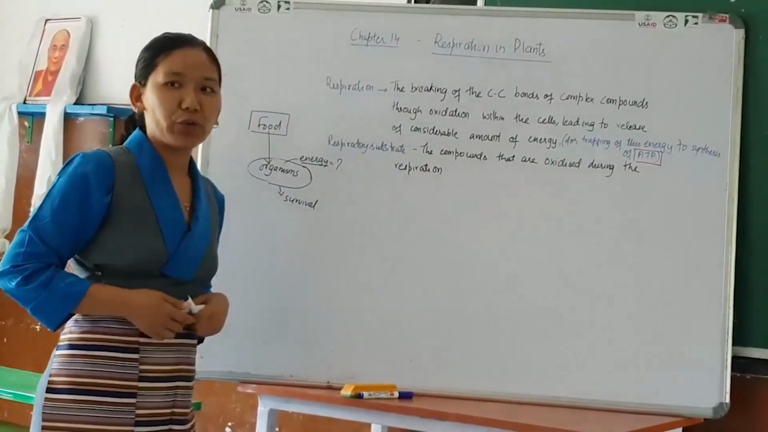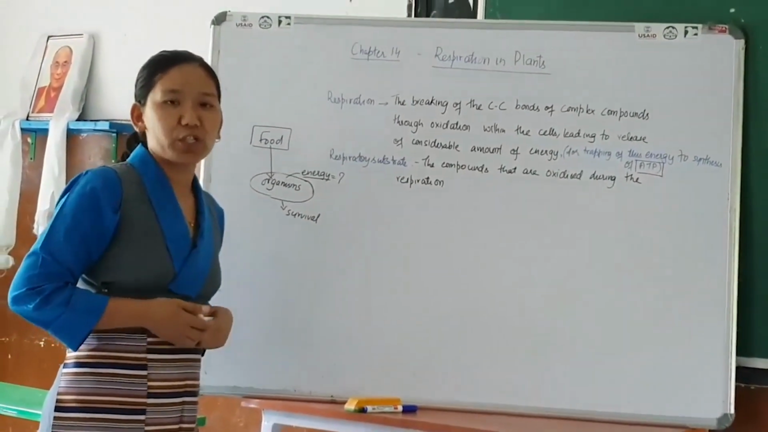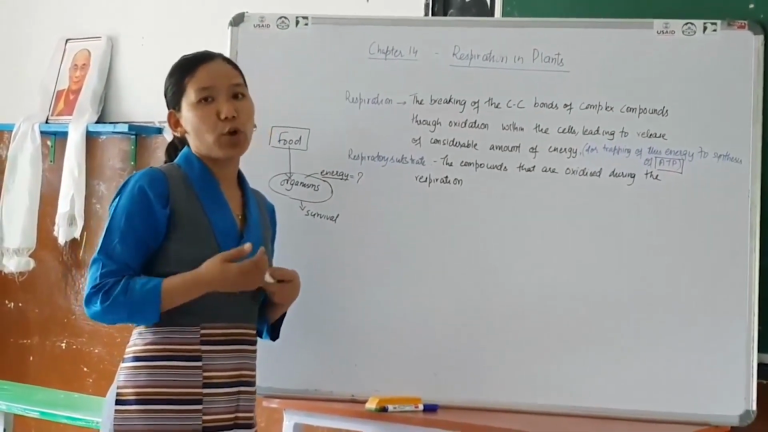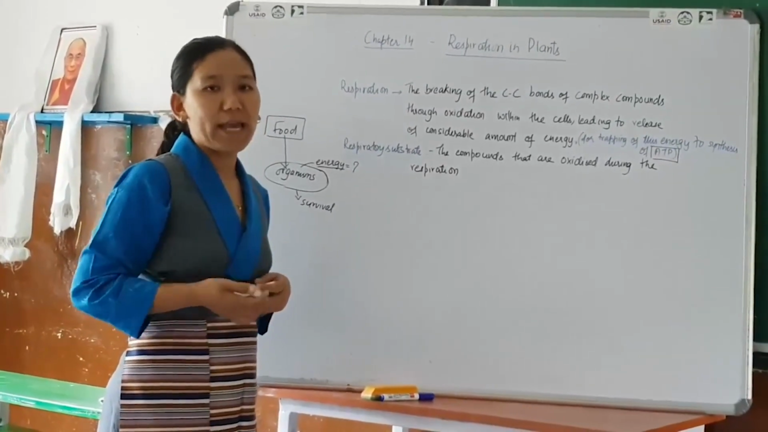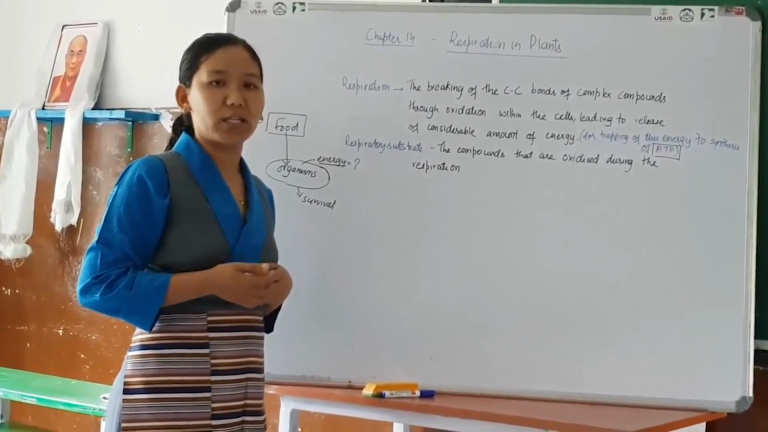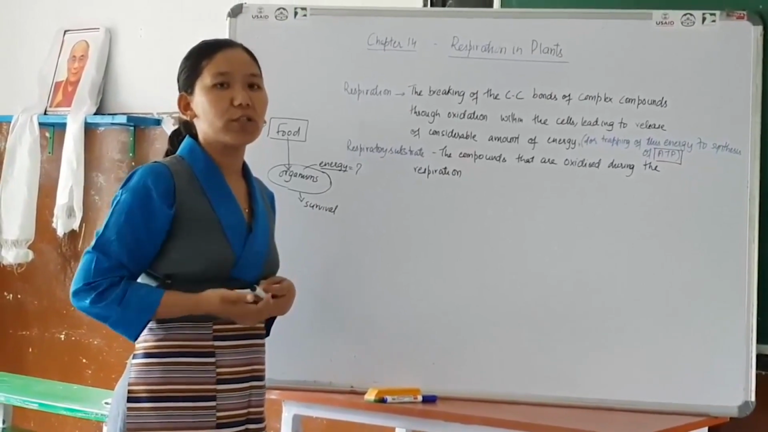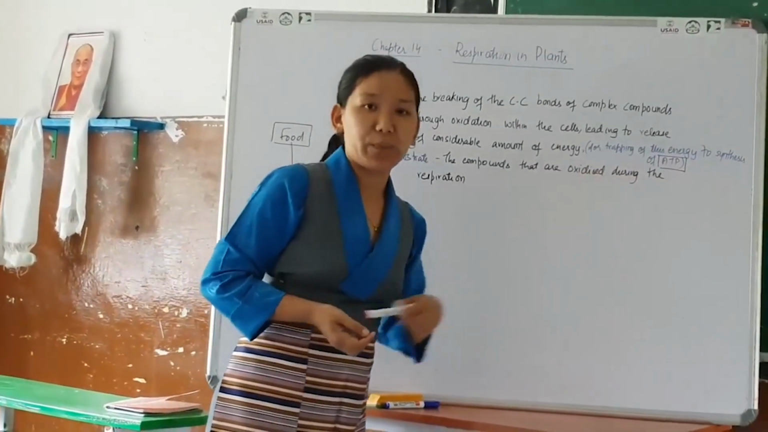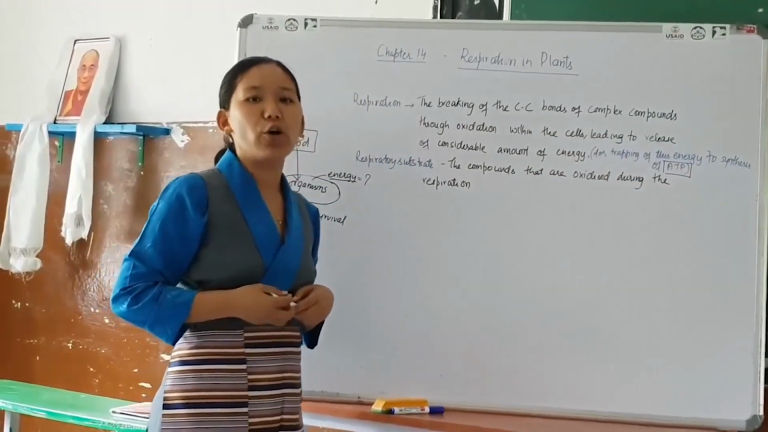So what happens during respiration? During respiration, a complex compound like glucose is broken down so that the energy released is used to synthesize the currency of energy, that is ATP. So ATP is the currency of energy.